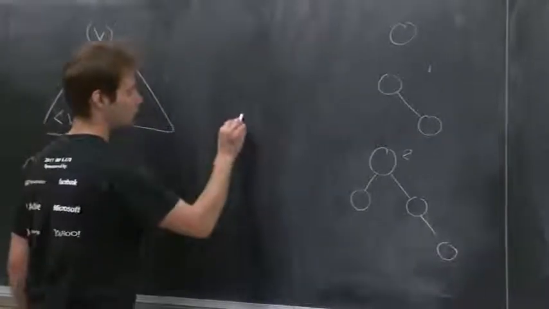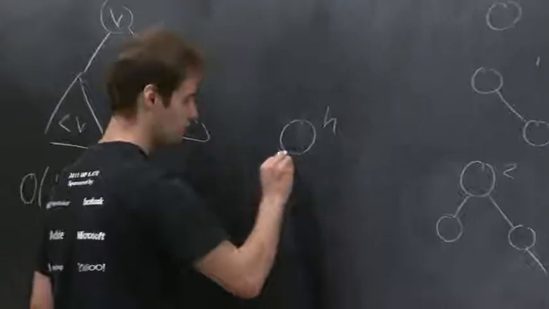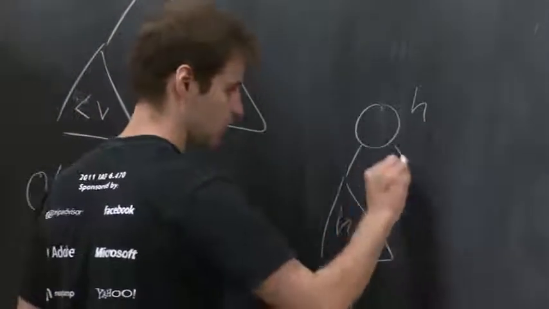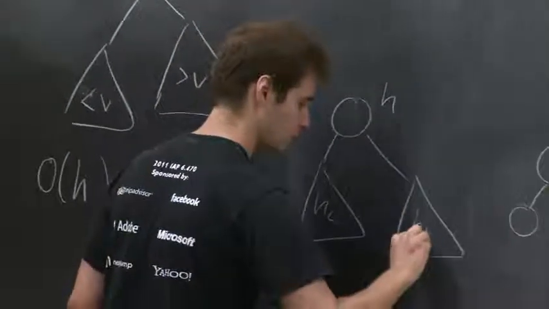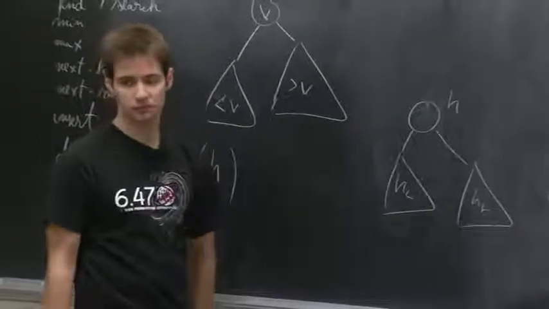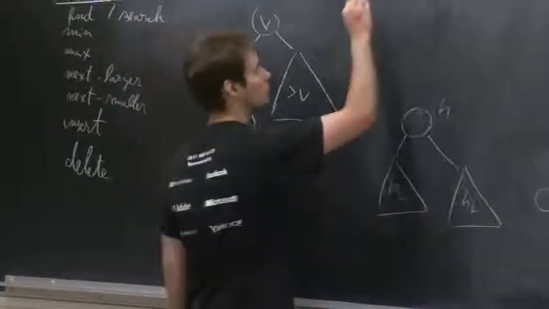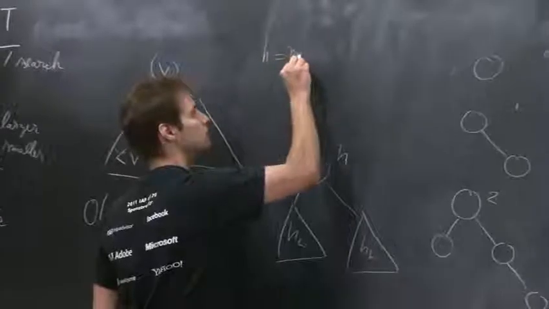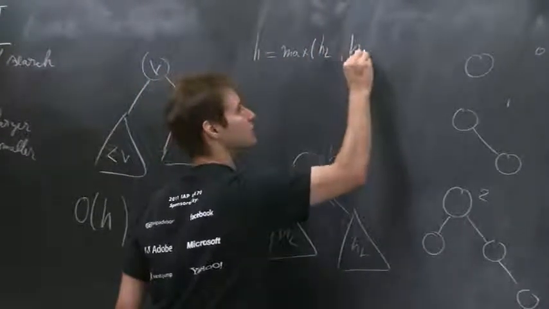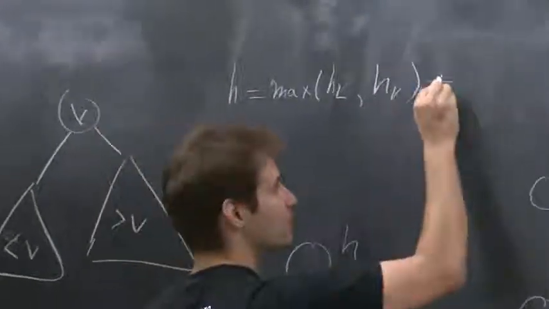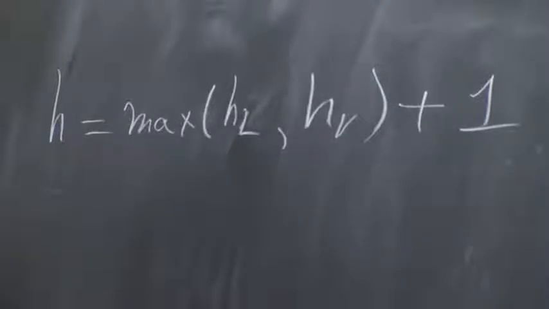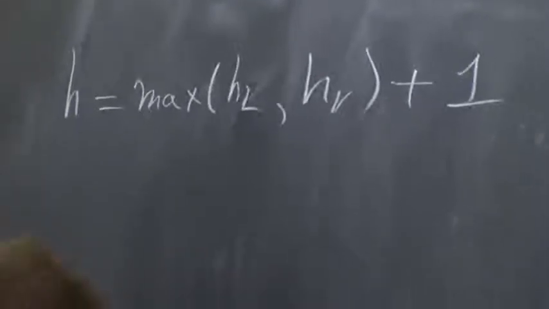Okay, so now for a more general case where this is the height, and the height of my left subtree is HL, the height of my right subtree is HR. What's H? So it's the maximum of HL and HR plus 1. HL, HR. Nice save. I heard a +1 somewhere there. All right. Very good.